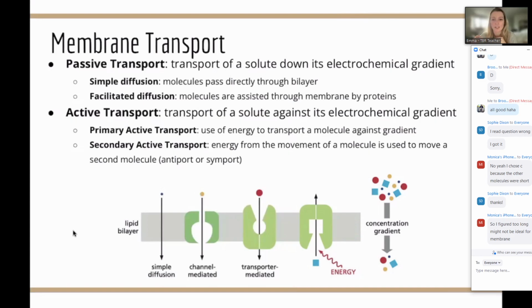The biggest differentiation between these two is that passive transport does not require any energy. It's just going down the electrochemical gradient from a high concentration to a low concentration, which is depicted here. Basically, all of these solutes are in high concentration and they're moving to low concentration if their arrow is going with the concentration gradient. Active transport, compared to that, needs energy in order to move the molecule, which typically means that the molecule is either moving against its electrochemical gradient, or sometimes it's just really large, so it needs help.